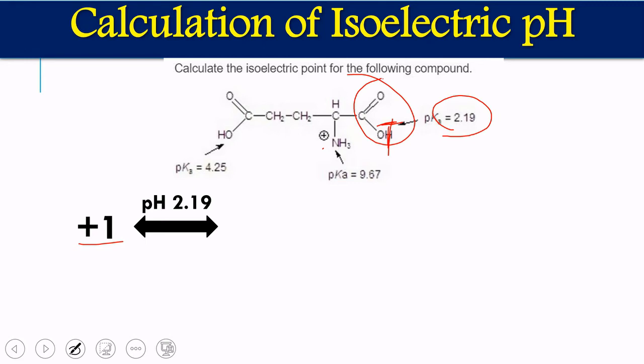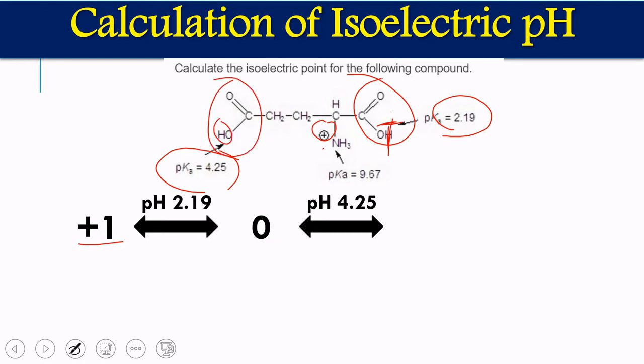In that case, it is having one positive charge and one negative charge. So overall, it will have a zero charge, because at this pH it exists in the zwitterion form. Then if you increase the pH some more, as soon as the pH reaches 4.25, this COOH group also loses its H plus. So it will have two negative charges, one here and one here, and one positive charge. So overall charge will be two negative, one positive, equal to one negative charge.